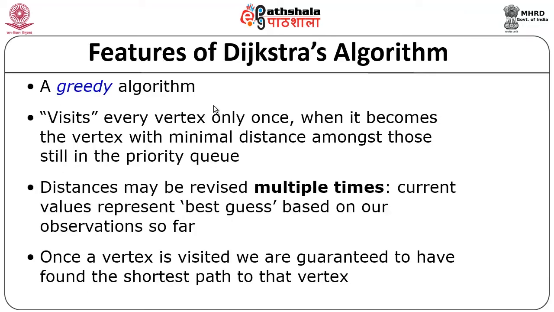Now, what are the features of Dijkstra's algorithm? First of all, it is a greedy algorithm, because it selects the one that gives you the minimum, and visits every vertex only once, when it becomes the vertex with minimal distance among those still in the priority queue. Distances may be revised multiple times. Current values represent the best guess based on our observations so far. As you make observations, this may change. Once a vertex is visited, we are guaranteed to have found the shortest path.